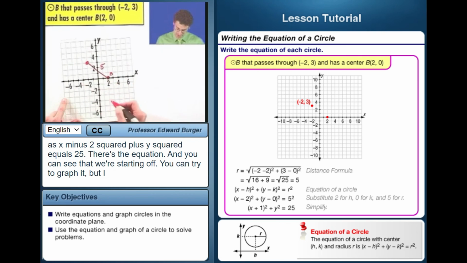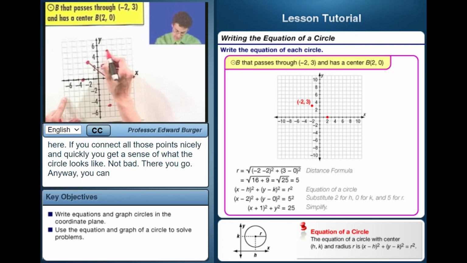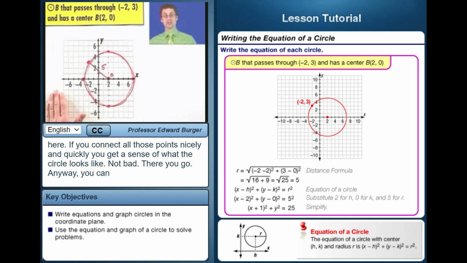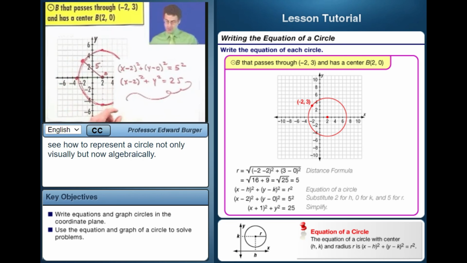And you can try to graph it, but I think it's going to be a little tricky. 1, 2, 3, 4, 5. Points out there. 1, 2, 3, 4, 5. There's a point there. 1, 2, 3, 4, 5. Point here. 1, 2, 3, 4, 5. Point here. And if you connect all those points nicely and quickly, you get a sense of what the circle looks like. Not bad, not bad. There you go. Anyway, you can now see how to represent a circle not only visually, but now algebraically.